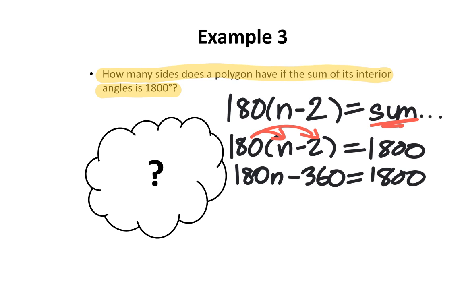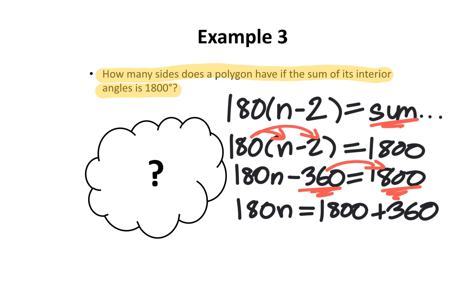Take a close look at this equation. You can see that these are like terms. I'm going to be collecting like terms. So I'm going to move this negative 360 to the other side of the equation. When I do so, it is no longer negative, it becomes positive. I'm going to simplify the right side of the equation. So 1800 plus 360 gives you 2160.